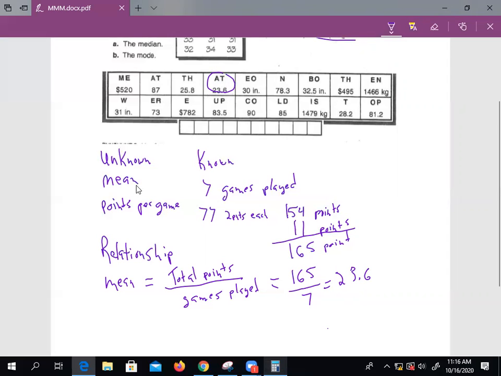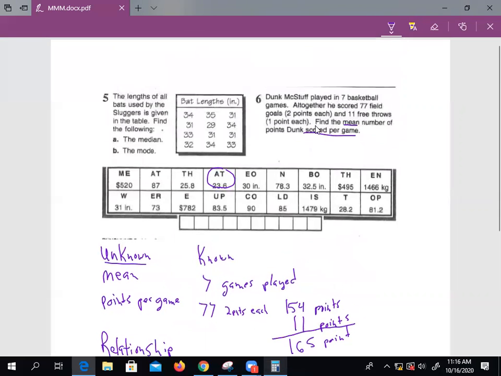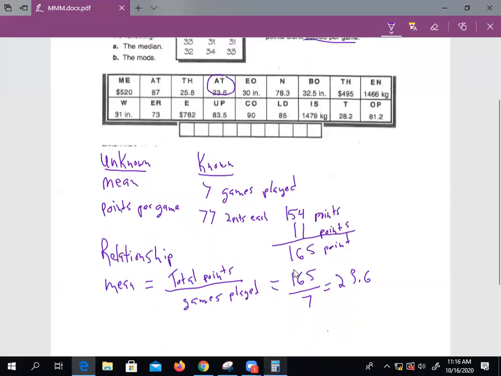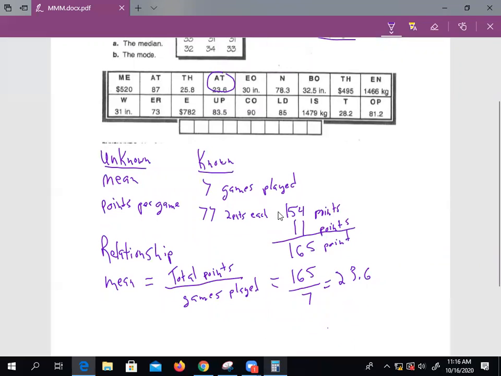So again, in word problems, you have the unknown. That's usually the last part of the question. You know, what are we looking for? That's the last part. The knowns are the facts that they give us in the problem. So 7 games were played, and then they gave us a bunch of points, and then we had to figure out how this math went together. And that's where the mean comes in. Mean is the total of points altogether, and then you're going to divide it by the number of games played. So 165 points were scored altogether, and you divide that by 7 games, and that gives you 23.6 points per game.